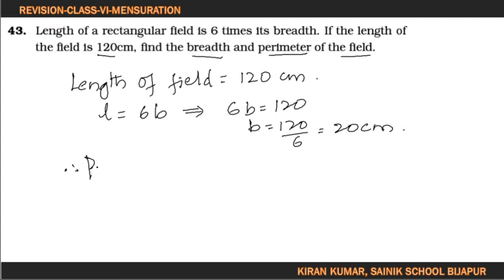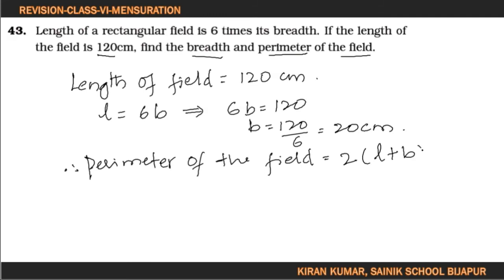Therefore, perimeter of the field will be equal to 2 times length plus breadth. So it is 2 times of 120 plus 20. We get it as 280 centimeters.